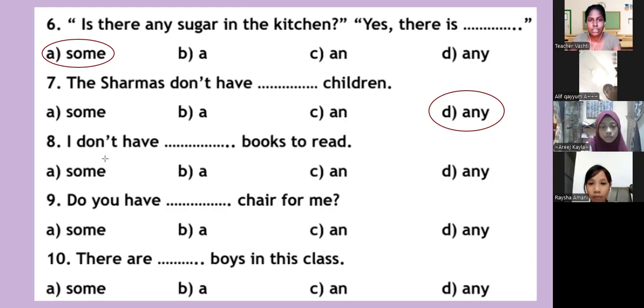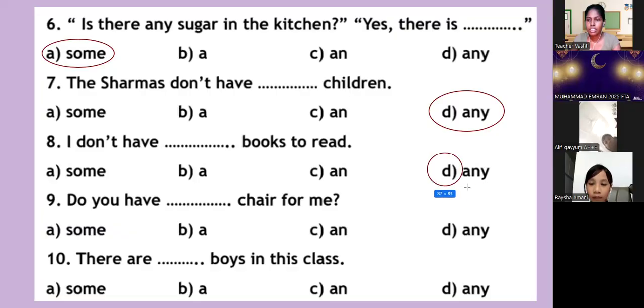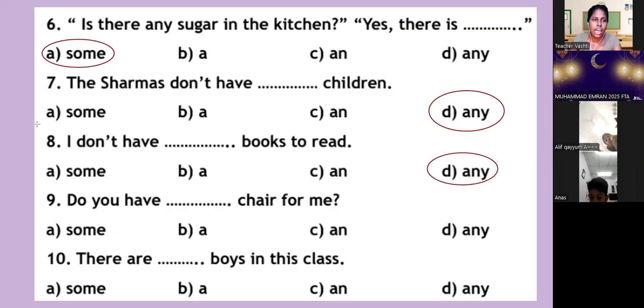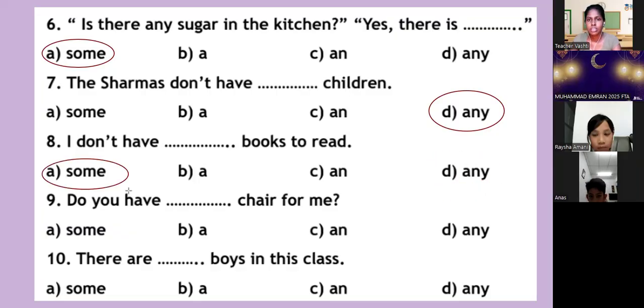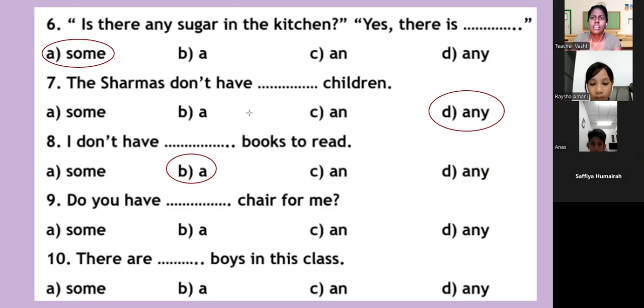Number 8. I don't have a book. Kenapa tak guna some? Some untuk positif. Okay, very good. Negative. Kenapa tak guna a? Sebab lebih daripada satu. Books. Banyak-banyak. More than one. Sebab more than one. Lebih banyak. Lebih dari satu. Good, very good.